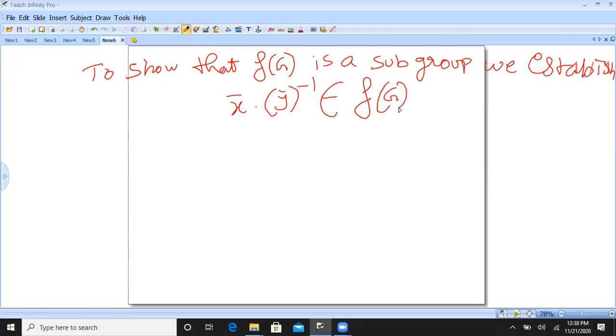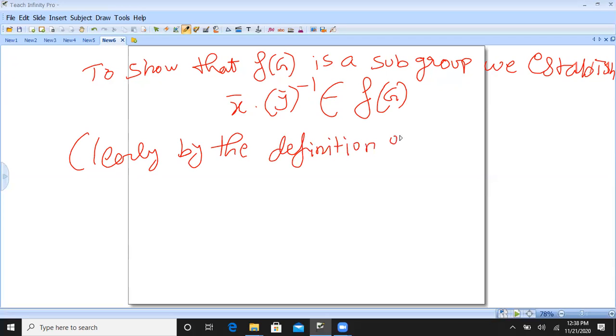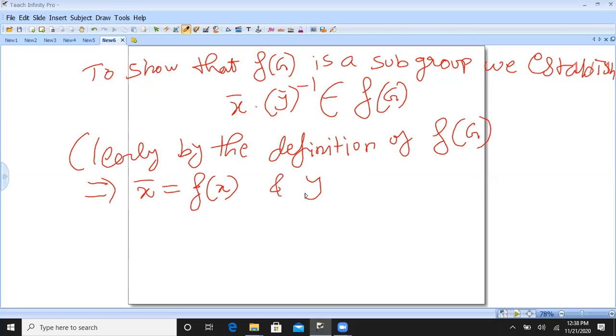So now to prove that f of G is a subgroup, we consider x bar into y bar inverse belongs to f of G. It clearly follows by the definition of f of G that x bar is equal to f of x and y bar is equal to f of y, for some x belongs to G and y belongs to G.